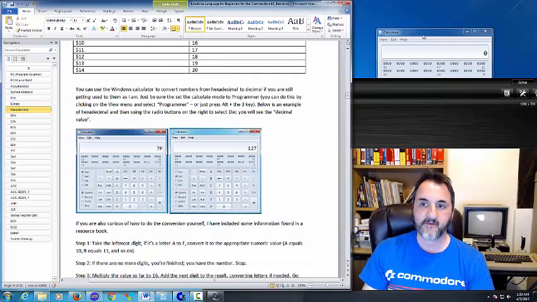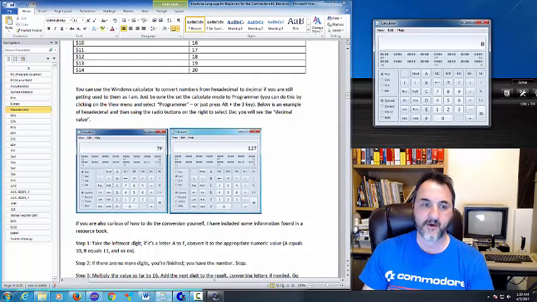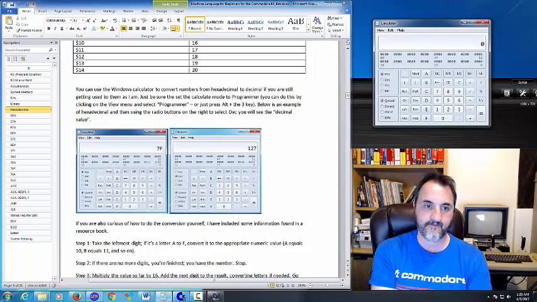So you also see I've got my calculator here in the background. It's hidden there a little bit. You can use the Windows calculator to convert numbers from hexadecimal to decimal if you are still getting used to them as I am. Just be sure to set the calculator mode to programmer, and I'll show you this in a second. You can do this by clicking the View menu and select Programmer, or just press Alt plus the 3 key. Below is an example of hexadecimal, and then using the radio buttons on the right to select DEC, you will see the decimal value. So I'm just going to show it to you real quick here.